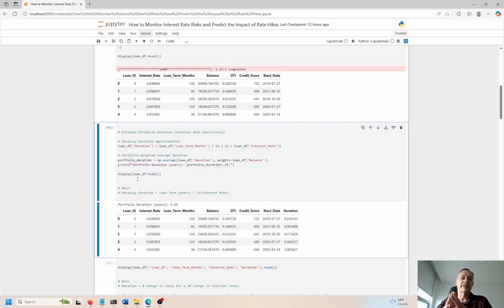So in this case, we're looking at the duration of the loan. This is called Macaulay Duration. This is basically the loan term divided by 1 plus the interest rate. So we try to understand the duration or the sensitivity. This is how sensitive the loans are to increasing interest rates. So you can Google this.